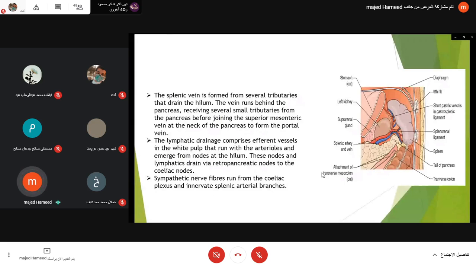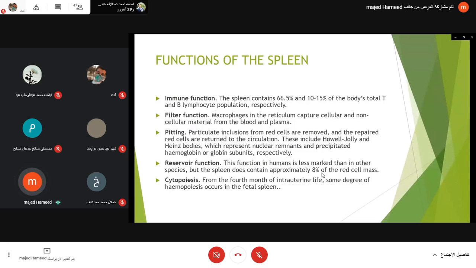The lymphatic drainage comprises efferent vessels in the white pulp that run with the arterioles and emerge from nodes at the hilum. These nodes and lymphatics drain via retropancreatic nodes to the celiac nodes. Sympathetic nerve fibers run from the celiac plexus and innervate the splenic artery branches. Function of the spleen: immune function, filter function, reservoir function, and cytopoiesis.